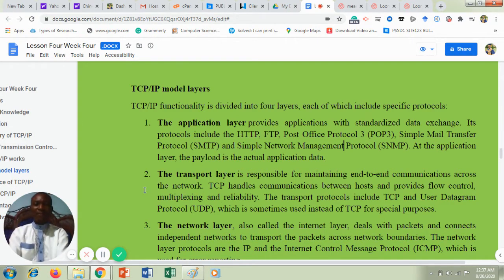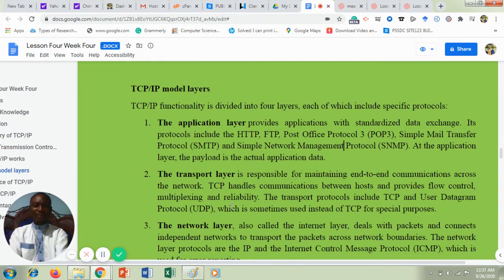Then you have the transport layer, which ensures that what the application layer started, it will carry and enable it to be delivered to the other end. It is responsible for maintaining end-to-end communication. And we use something like the User Datagram Protocol, UDP.